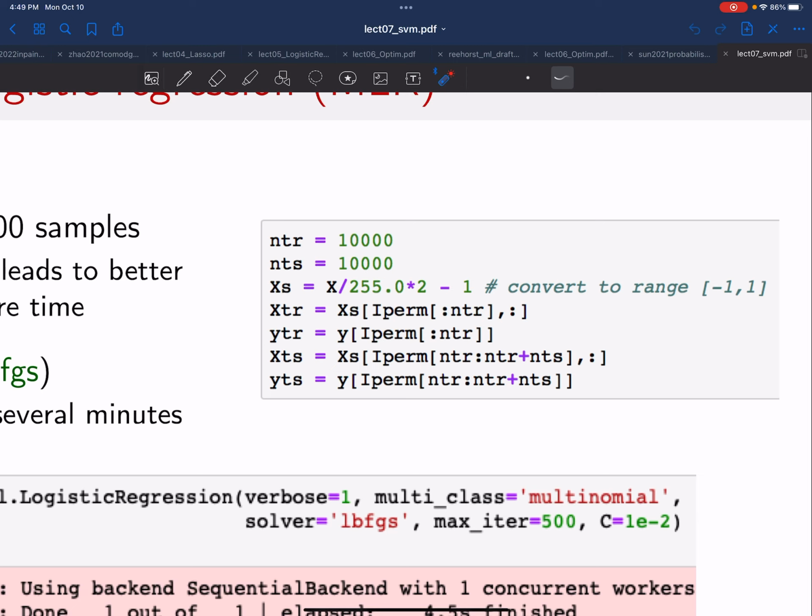Okay, so this is just a little bit of pre-processing. Again, I don't remember what happens if you don't do this, but this is kind of standard when you work with images between 0 and 255: often rescaling them between -1 and 1.